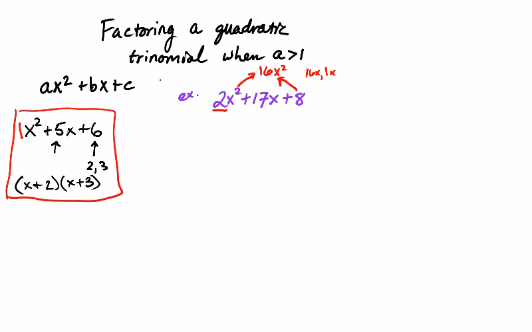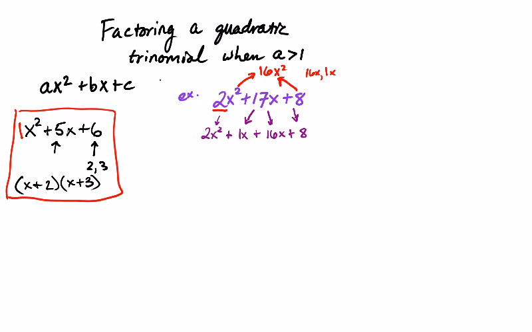I'm going to take those two terms and put them right in the middle. It's a way of breaking up the 17x so that it's going to allow us to factor by a method called grouping. It doesn't matter which one you write first, so I'm going to write 1x plus 16x. And then you keep the last term the same, plus 8, and you keep the first term the same, 2x squared. Since this is a positive one, we'll put a plus sign there.